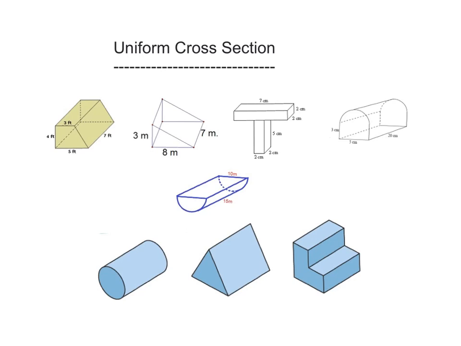So if we look at this object here, again we work out what the area of the cross section is, and this is a shape made up of a rectangle and a triangle. So I draw a line down the middle here.